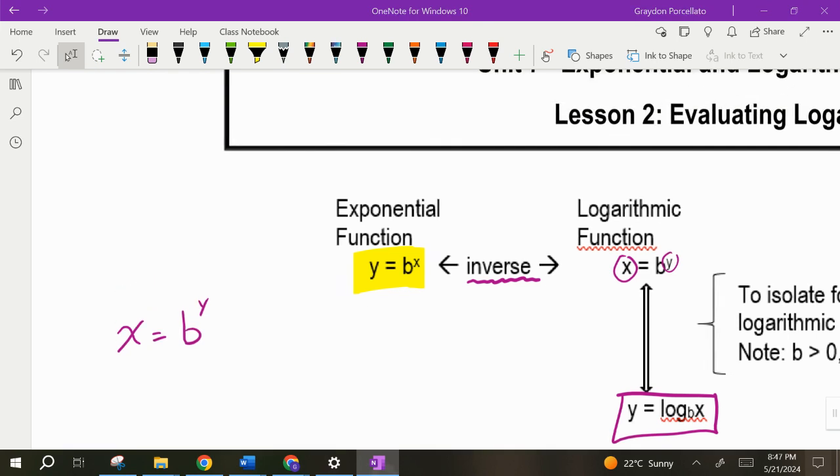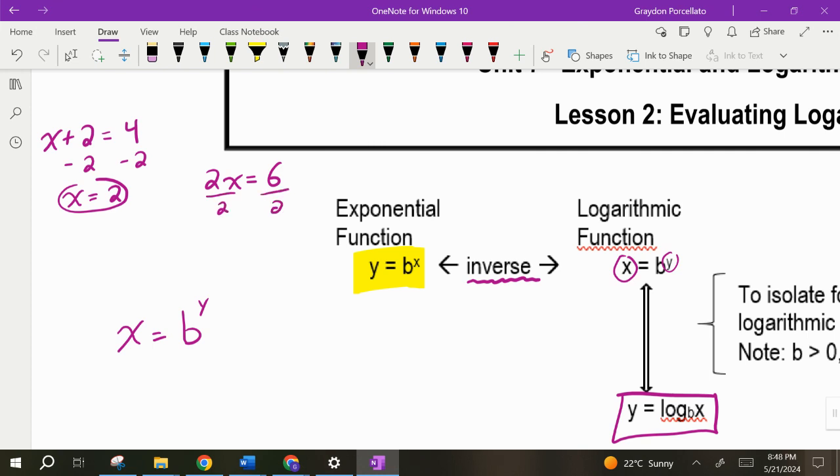So if I had an equation, I'm going to go through another example here. Let's say I had x plus 2, and I had that equal to 4. Well, I wanted to solve for x. I would subtract 2 on both sides, because subtracting 2 is the opposite of adding 2, or we might say the inverse, and we get x equal to 2. Let's say I had 2x equals 6. Well, to solve this, I would divide both sides by 2, because dividing is the inverse of multiplication, so those cancel out, and I get x equal to 3.